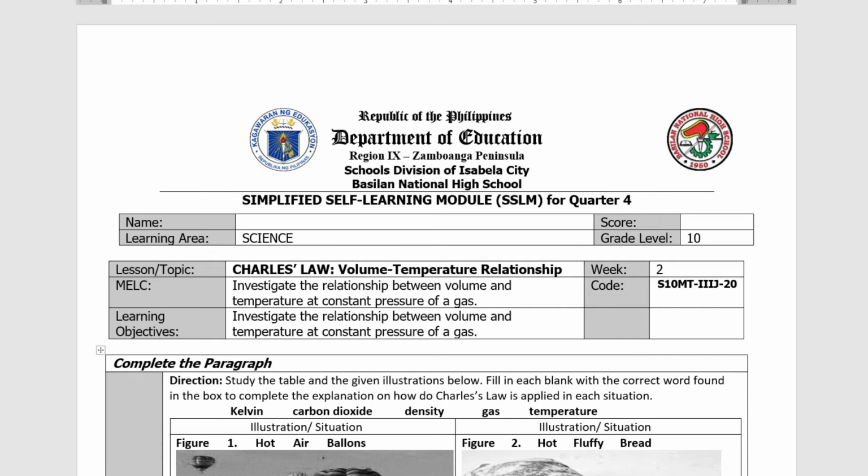Hello there, good day. So this time, let us try to have an overview of your simplified self-learning module for quarter 4, week 2. This is all about Charles' law, volume-temperature relationship.